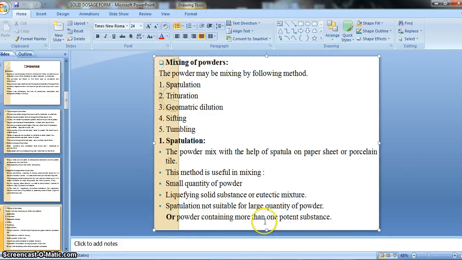Or a powder containing more than one potent substance. If the powder contains more than one potent substance, then also, for the mixing purpose, the spatulation method is not adopted or employed. A potent substance means a substance which has high power or high strength in a small dose.